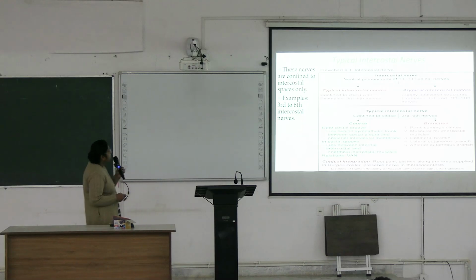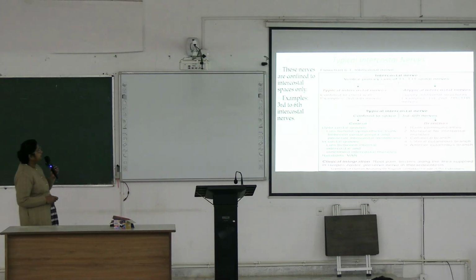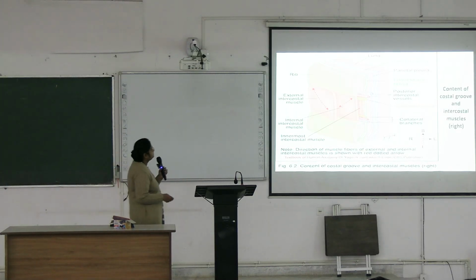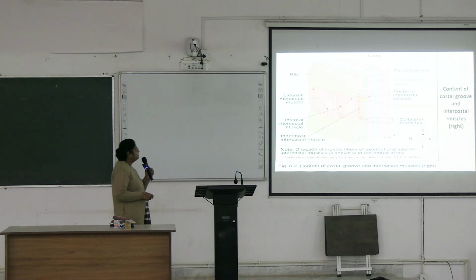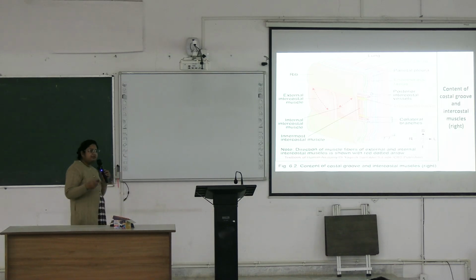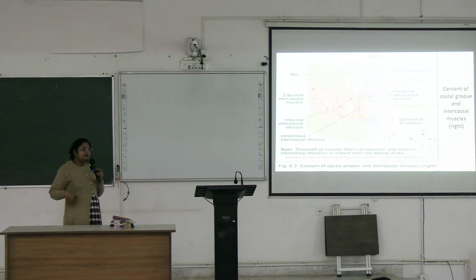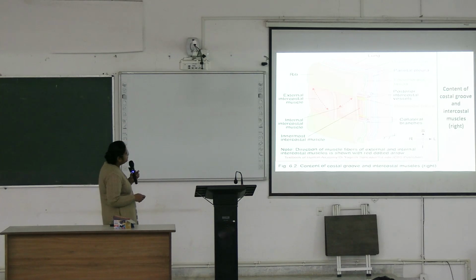So typical intercostal nerves are confined to the intercostal spaces only. Examples are the third to sixth intercostal nerves. Here the direction of fibers and location of the nerve have been shown. See, external intercostal: downward, forward and medially. And internal intercostal: downward, backward and laterally. Innermost has the same fiber direction, and in between the internal intercostal and innermost intercostal lies the neurovascular bundle.